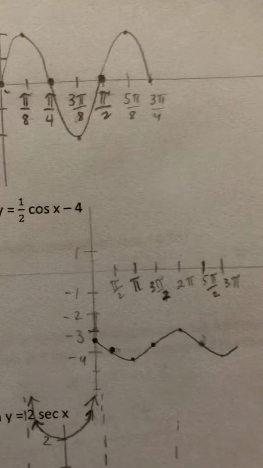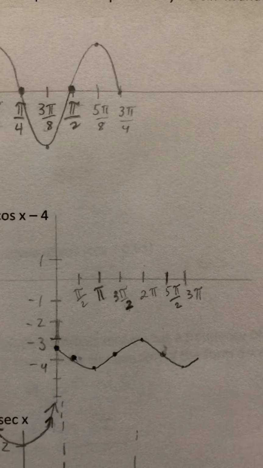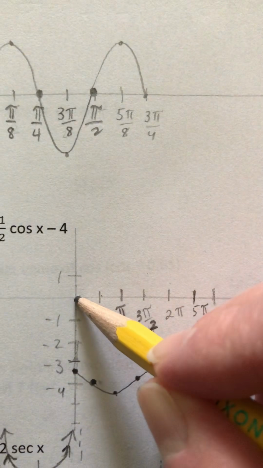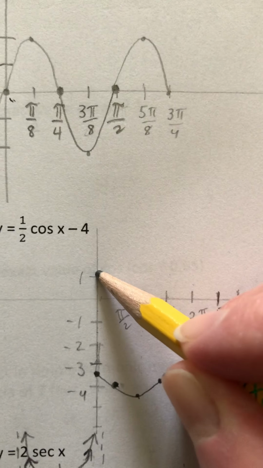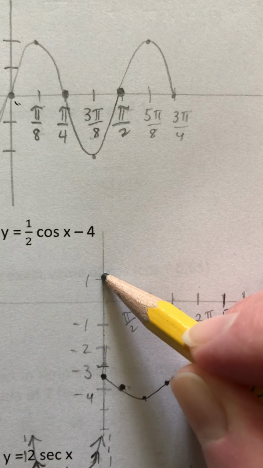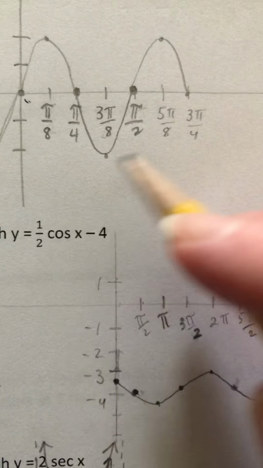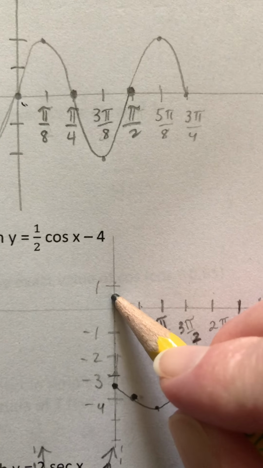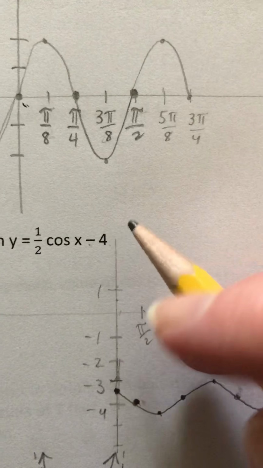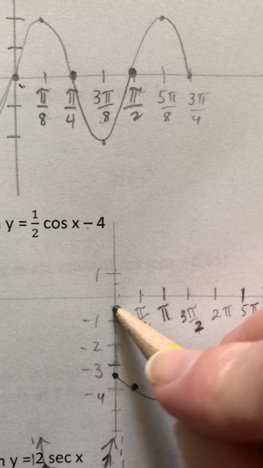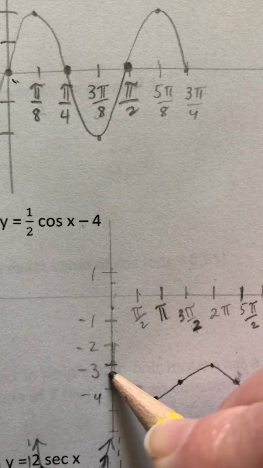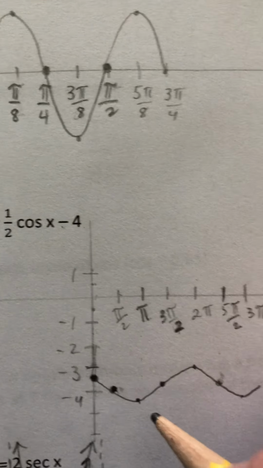So the original cosine function, if you remember, the cosine of 0 was 1. But now, with an amplitude of 1/2, the cosine of 0 is going to be 1/2, but then shifted down 4 units. So down 1, 2, 3, 4. So that's how I get this point here.